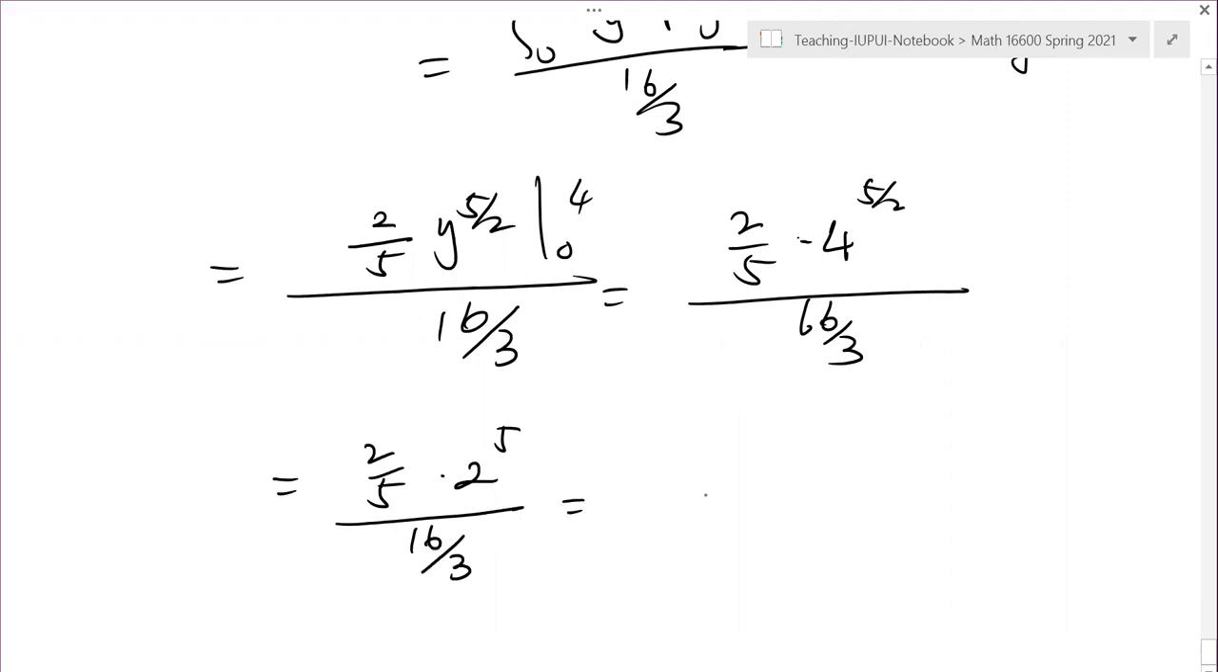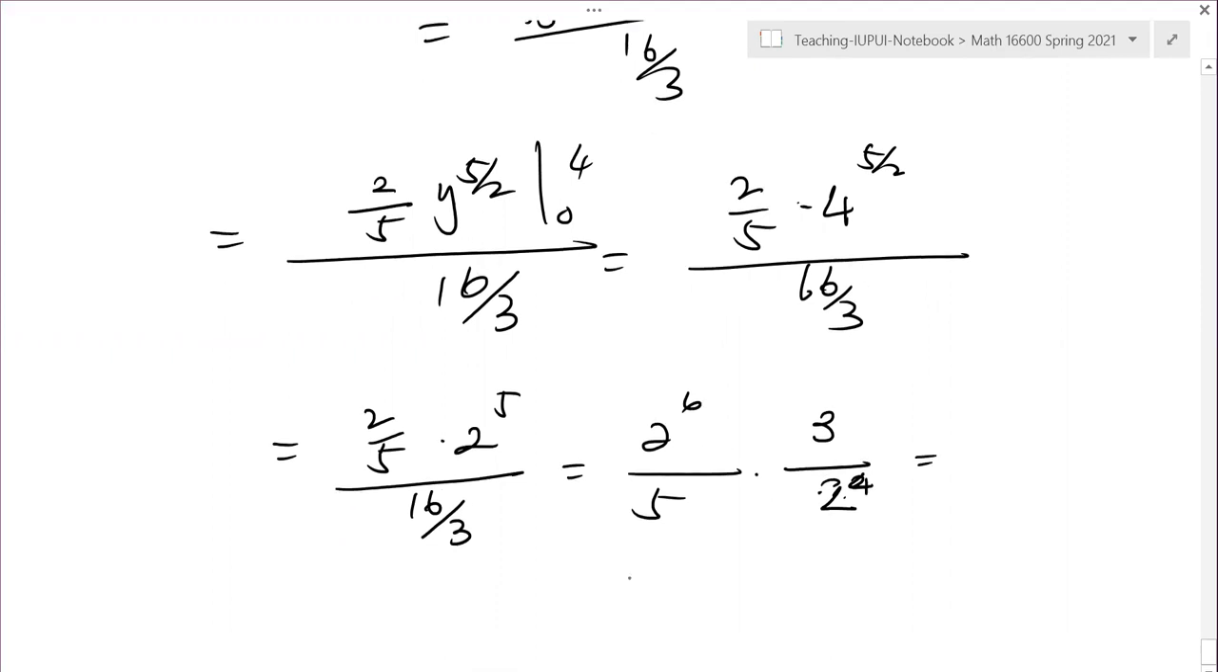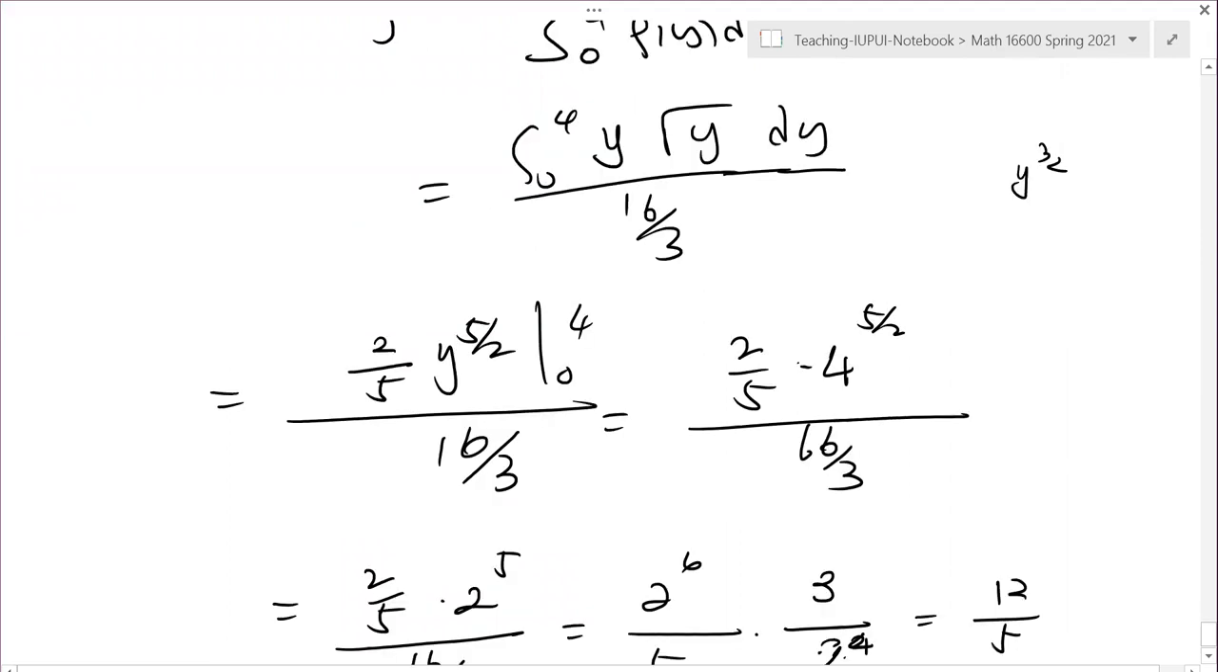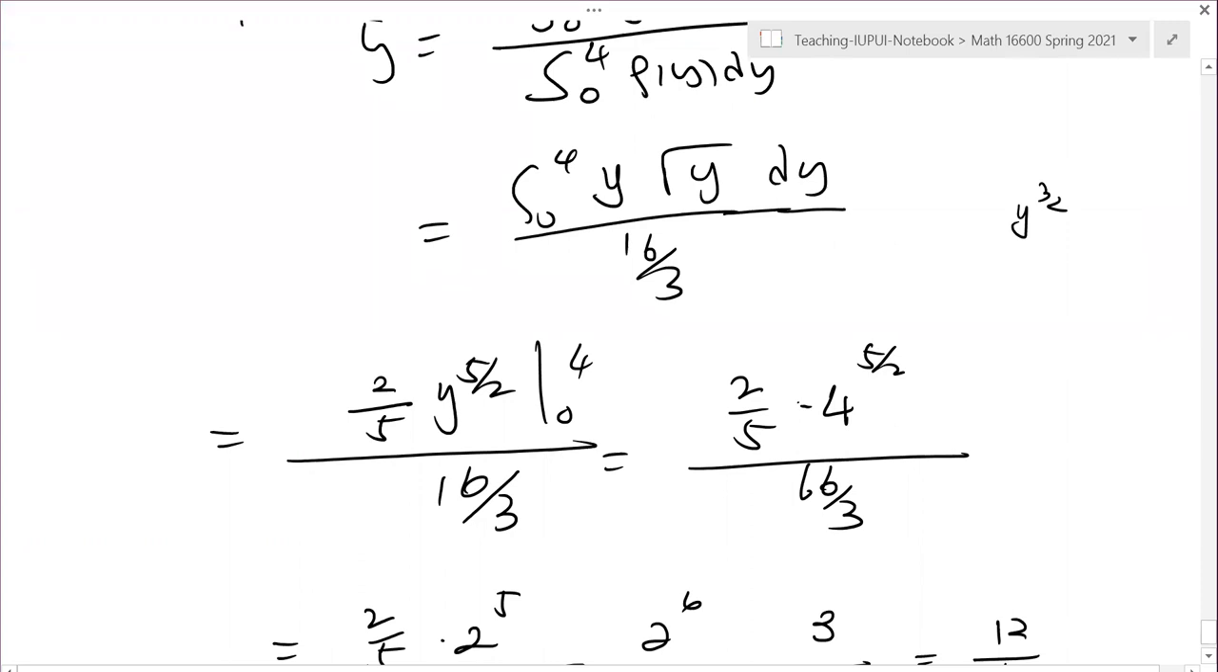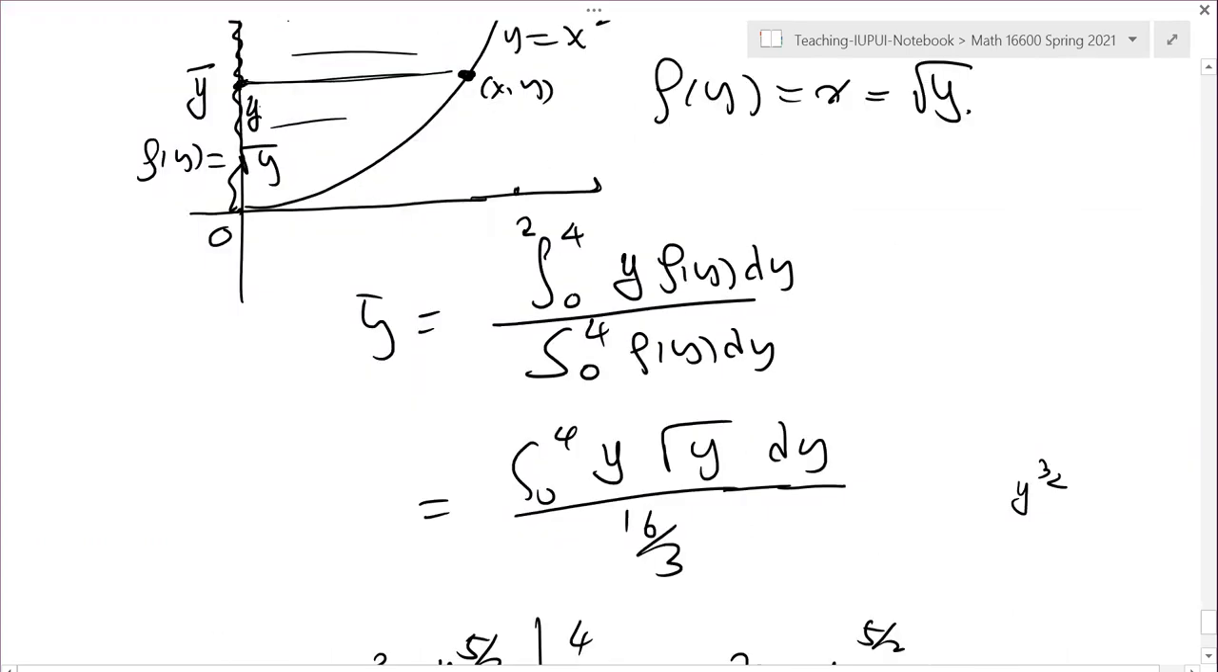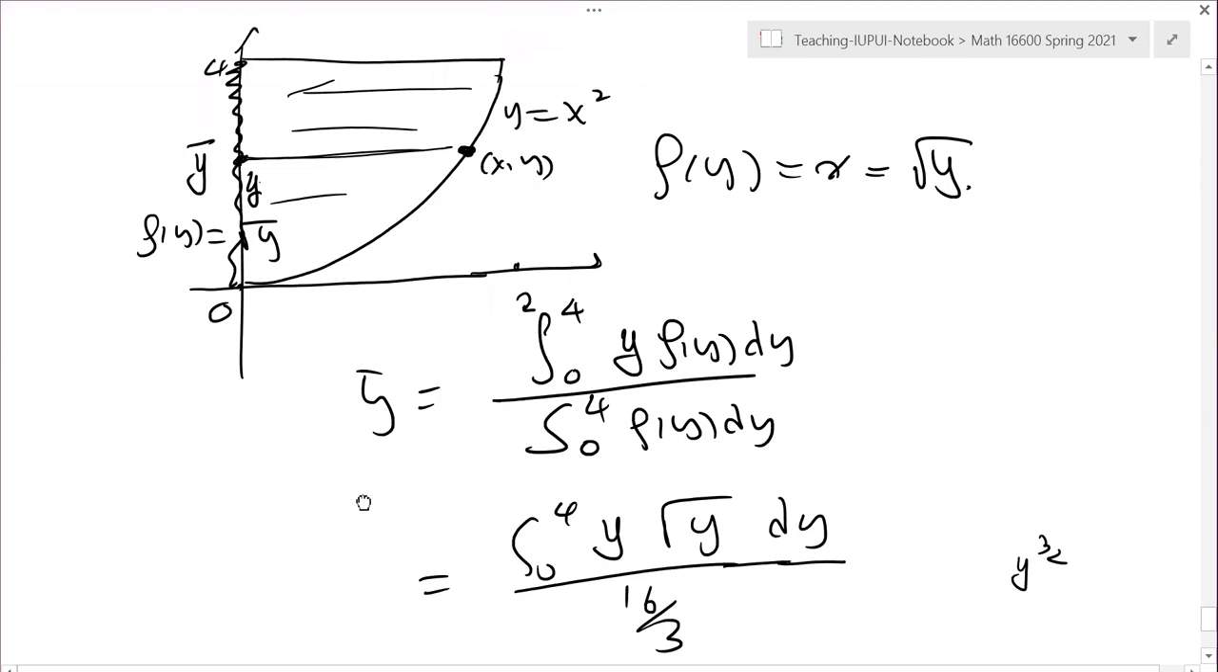Okay, let's figure it out. 16 is 2 to the 4th power. So after simplifying, that's just 4 times 3, so 12 over 5. So you get the same answer, but you see the computation is much, much simpler if you use this idea instead of the formula given in the book.